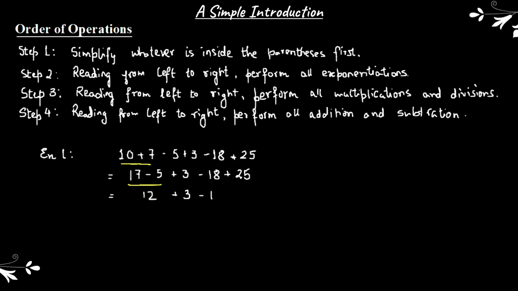So 12 plus 3 minus 18 plus 25. Then 12 plus 3, so that is simply 15 minus 18 plus 25, which is equals to 15 minus 18, so we have negative 3 plus 25, and finally that should give us 22. Let's go to the next problem.